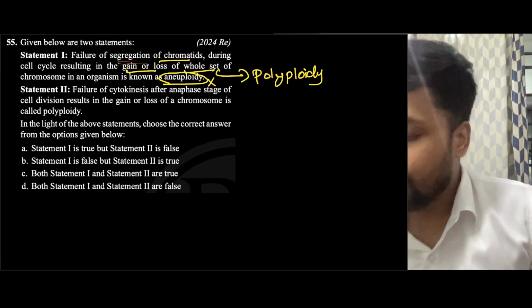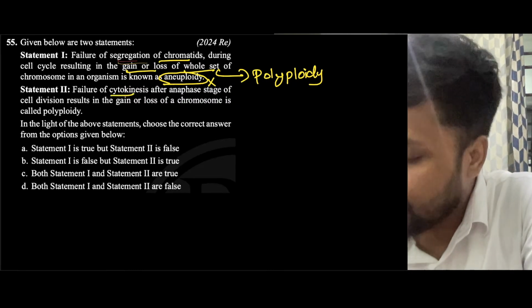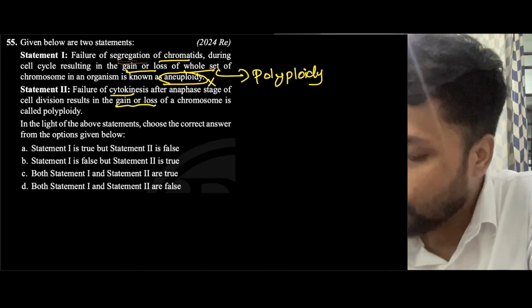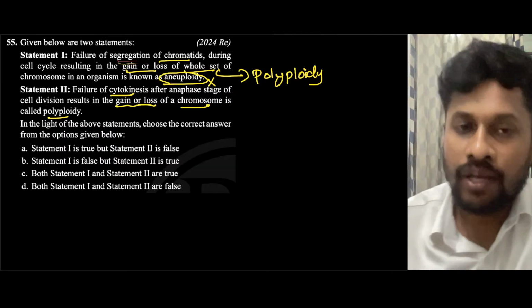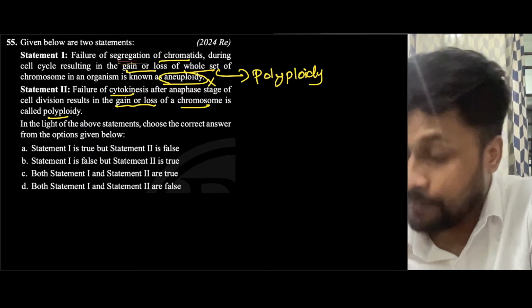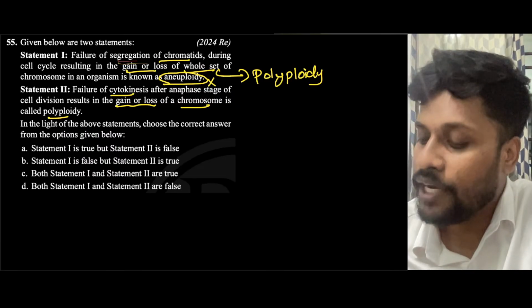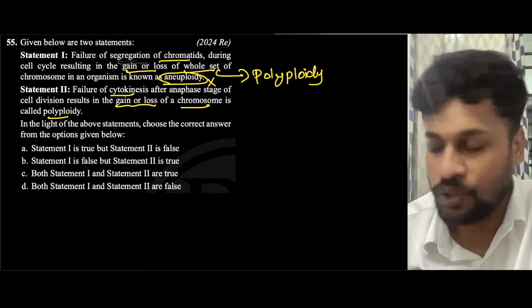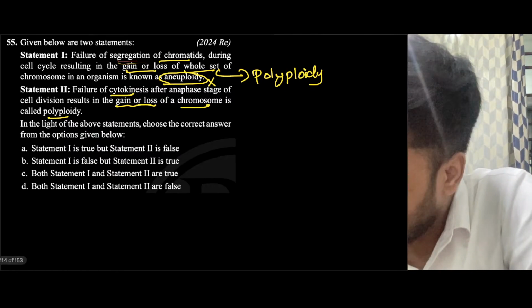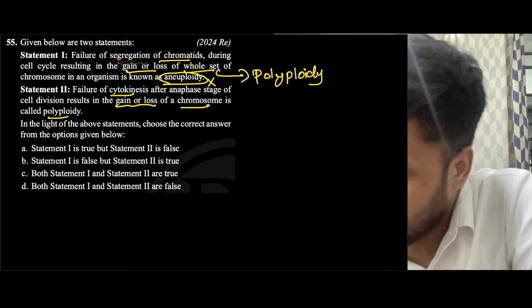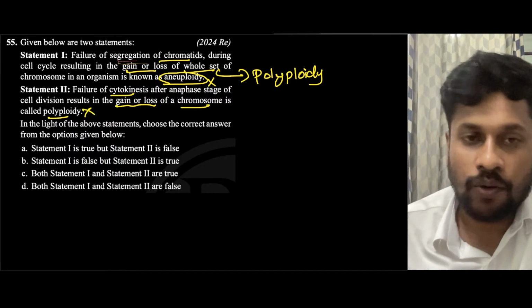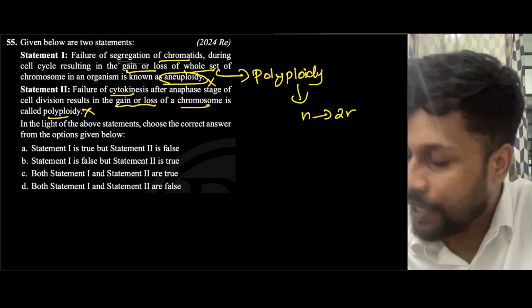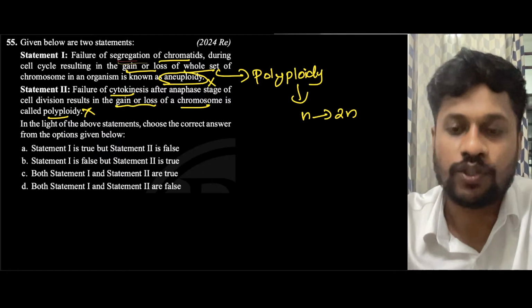Right? Now, in statement 2, failure of cytokinesis after anaphase stage of cell division results in the gain or loss of a chromosome is called polyploidy. You know that polyploidy means change in a whole set of chromosome, not a single chromosome or a few chromosomes. Hence this is also not correct, wrong only, right? So polyploidy means what? N will be converting into 2N, which means a whole set of chromosome has changed, right?